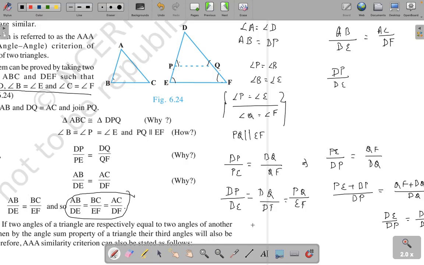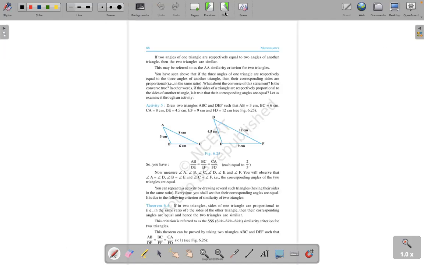Okay. So this proves AAA. So now once you have proved this AAA, you can say that if all three angles are equal, I don't have to look at the ratio of sides. I can say that the triangles are similar. Yes. Okay.